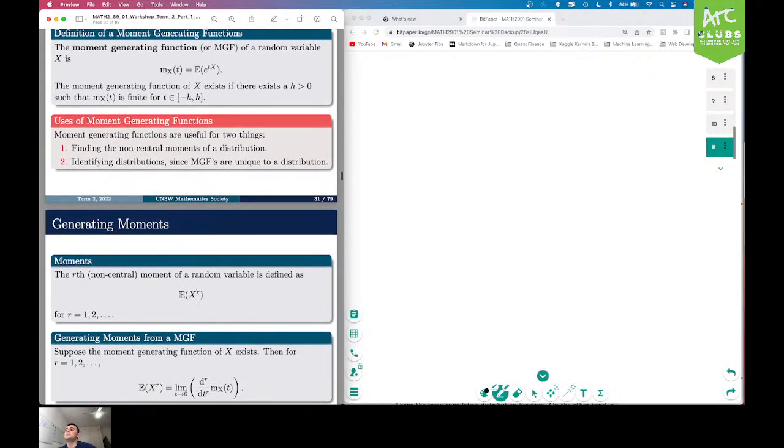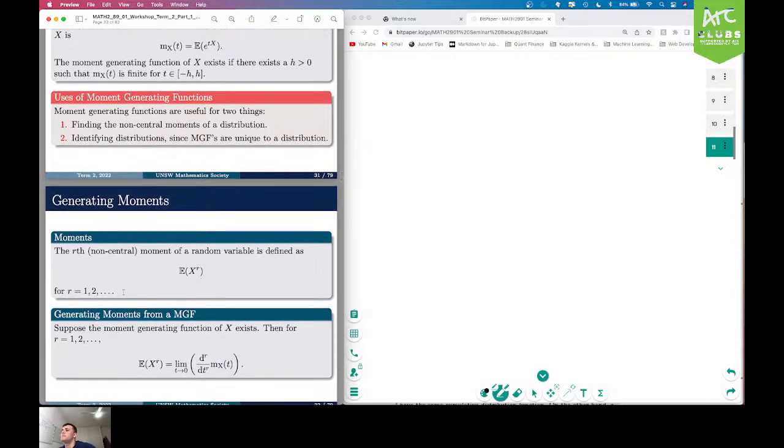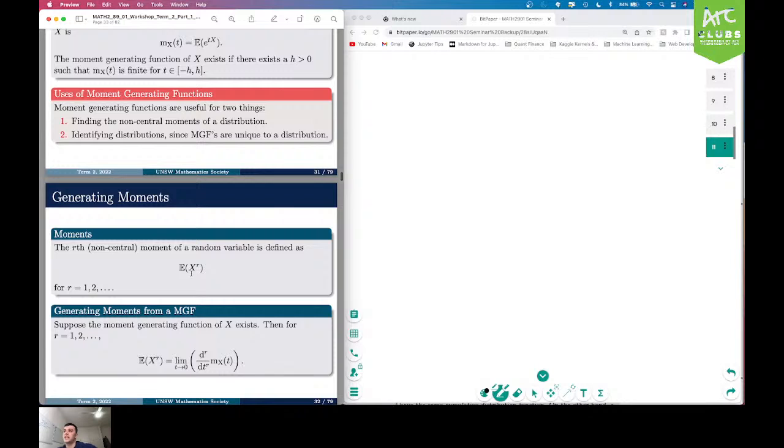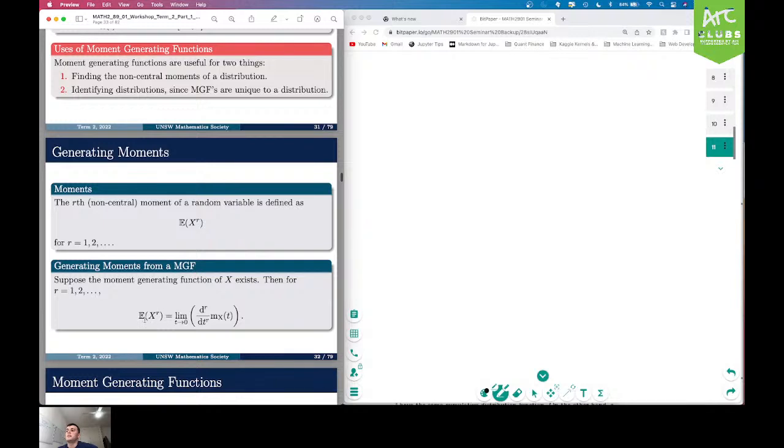So as I said, we can compute first non-central moments, second, third, for any arbitrary r. And that's the beauty of moment-generating functions. They generate moments for us. The way in which we actually compute this is by taking the limit as t approaches 0 of this thing over here. So in summary, once we have our moment-generating function, if we want to find the rth moment, all we have to do is find the rth derivative and then sub in t equals 0.